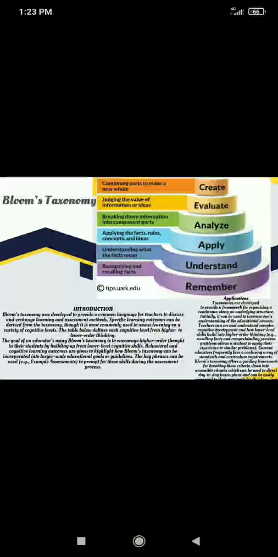The goal of educators using Bloom's taxonomy is to encourage higher order thought in their students by building up from lower level cognitive skills. Behavioral and cognitive related learning outcomes are given to highlight how Bloom's taxonomy can be incorporated into large scale education goals or guidelines. For example, assessments to prove the skills during the assessment process.